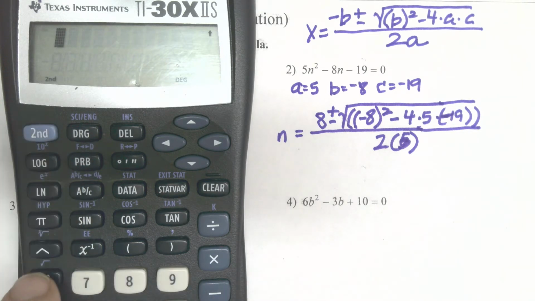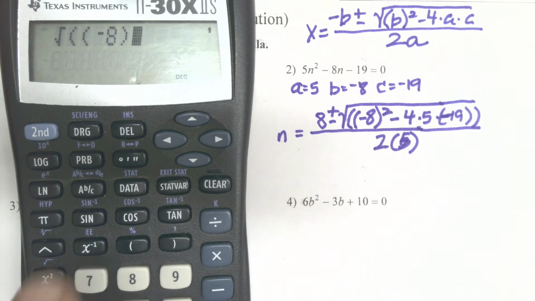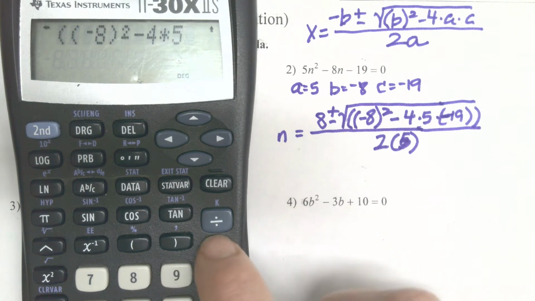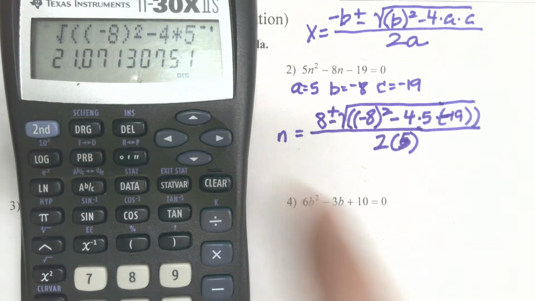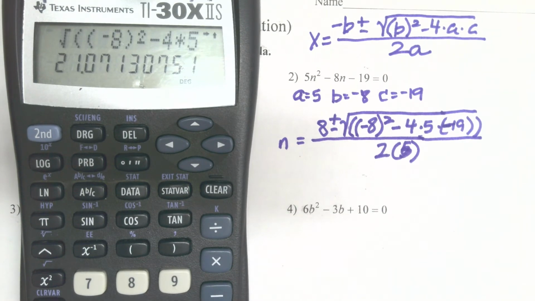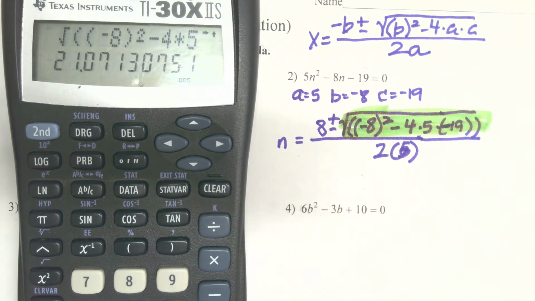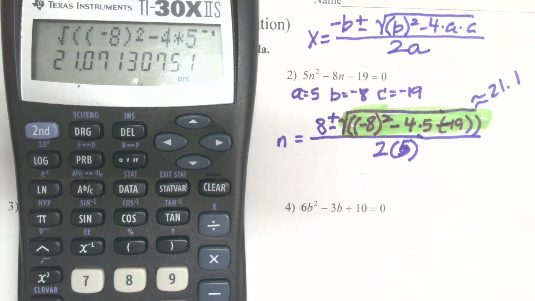So second square root is where I start, and I'm plugging this in. I do another parenthesis for -8, end parenthesis squared, minus 4 times 5 times -19. I end the parentheses and hit enter. It's going to give me a value. Again, what I'm getting here is that this thing, inside this whole thing here, is roughly 21.1. Roughly 21.1, so that's what I'm going to use when I work through the problem.